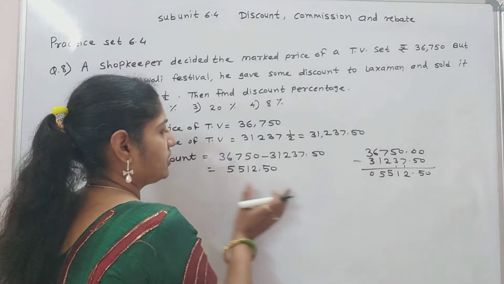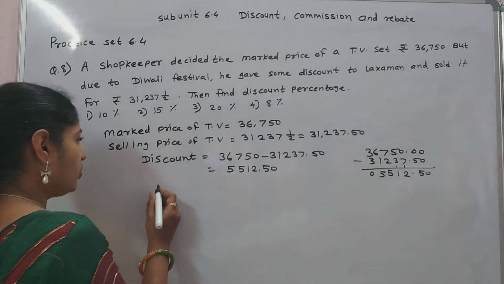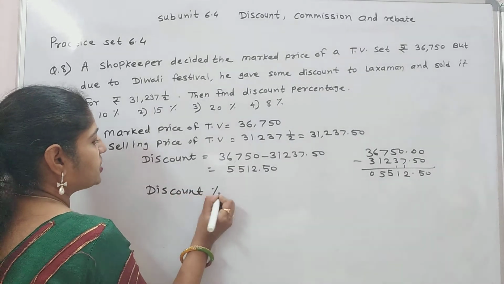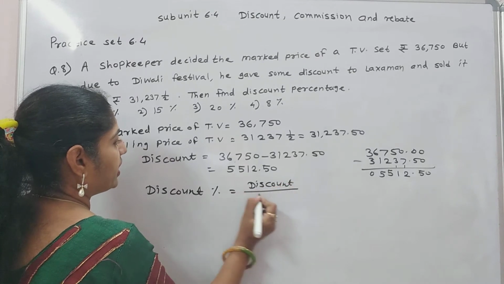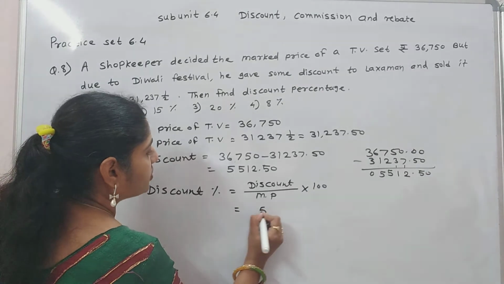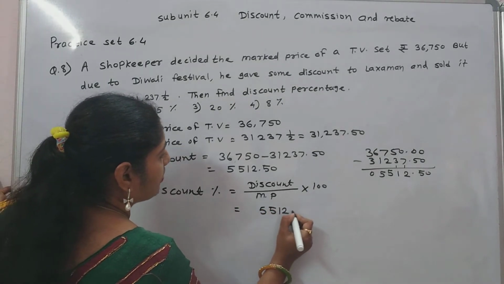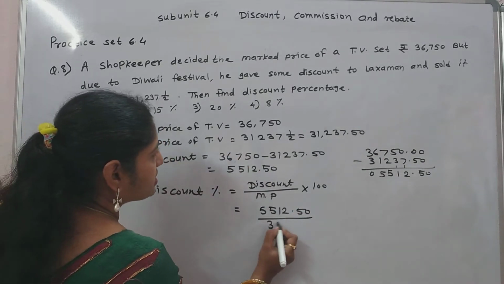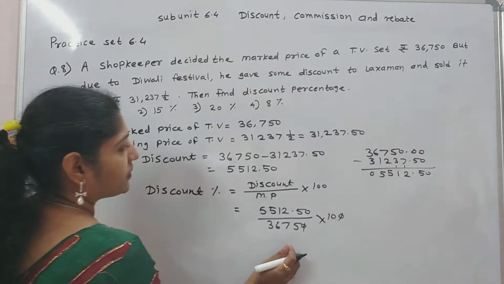Do the subtraction. Answer is 5,512.50. Now we have to find the discount percentage. What is the discount percentage? Discount upon mark price into 100. Discount 5,512.50 upon the mark price of the TV, 36,750, into 100. Zeros are cut.